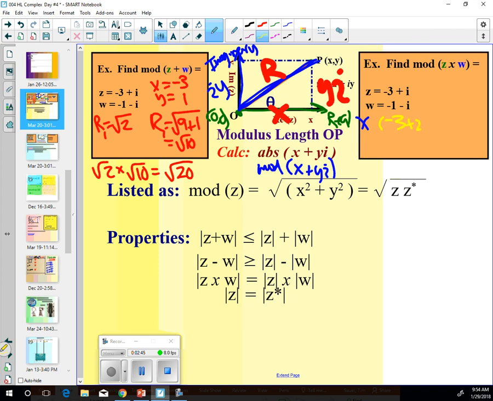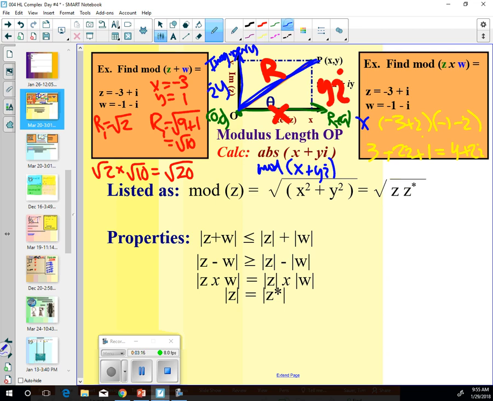Now, I'm going to multiply -3 plus i times -1 minus i. I'm going to FOIL this out. -3 times -1 is 3. -i plus 3i is positive 2i. And what's i times -i? Careful. 1, right? Because it's -i squared, and i squared is -1, making this 1. So this is going to be 4 plus 2i. Do you agree with that?